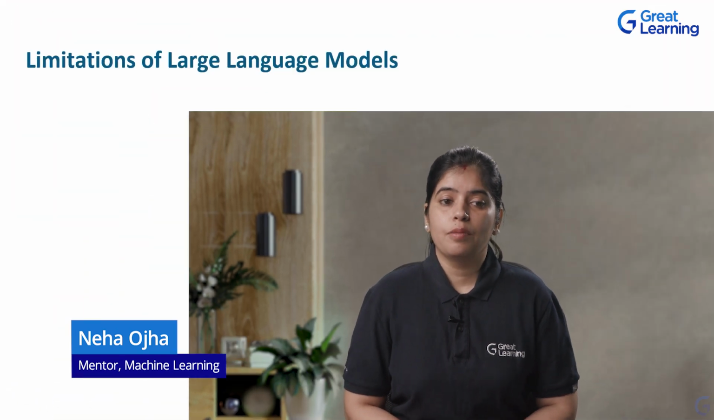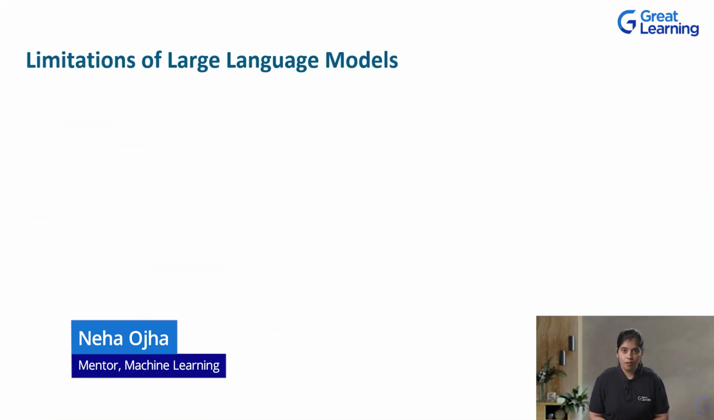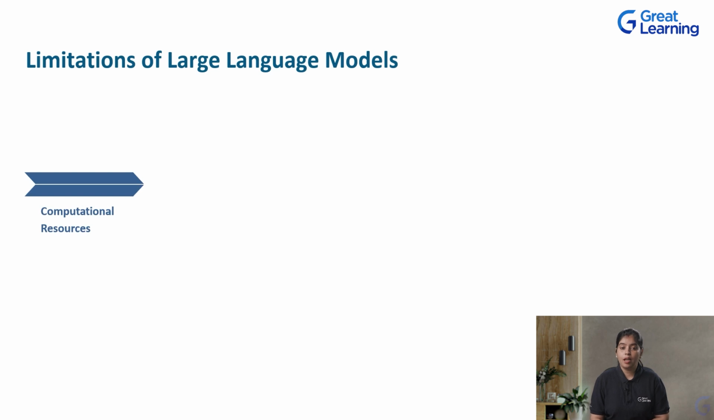Now that you know what a large language model is, we're going to discuss the limitations of large language models. So why are we going to switch to RAG? Before that, we should understand the limitations of LLMs. The first limitation is computational resources. To train the model and to deploy it, we need high cost. During training and deploying the model using an LLM, we need high computational cost. So that is the first limitation of LLMs.